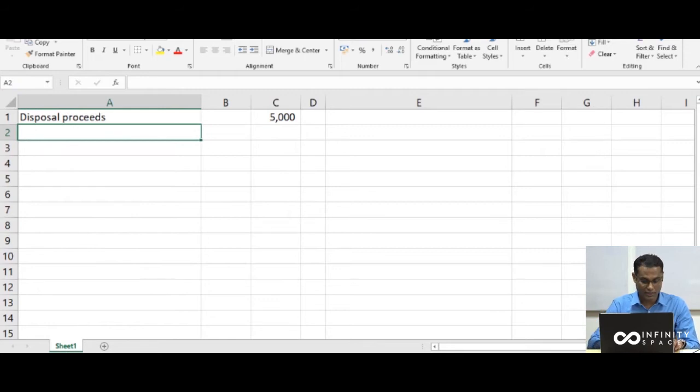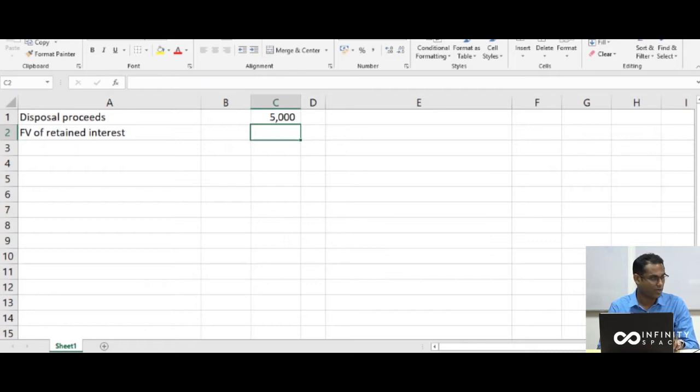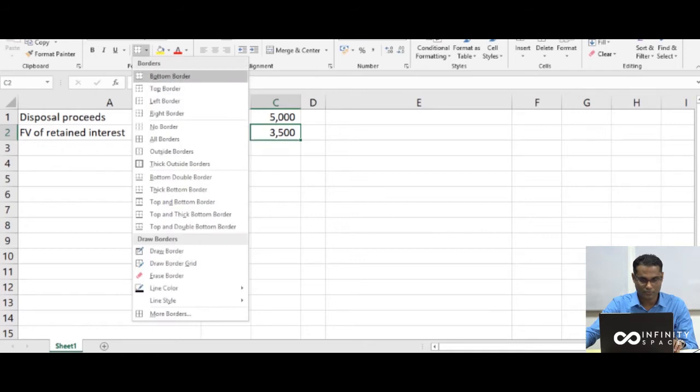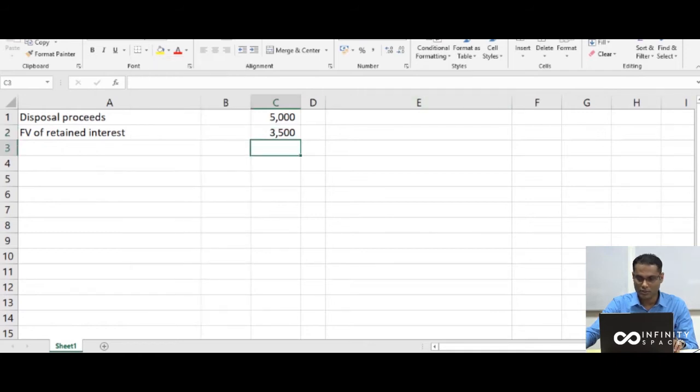Then I retain 25%. So I'm taking the fair value of the retained interest, the 25% retained interest fair value, which is the final figure given in the numbers, 3,500. So then take the total of these two. The total of these two is 8,500.